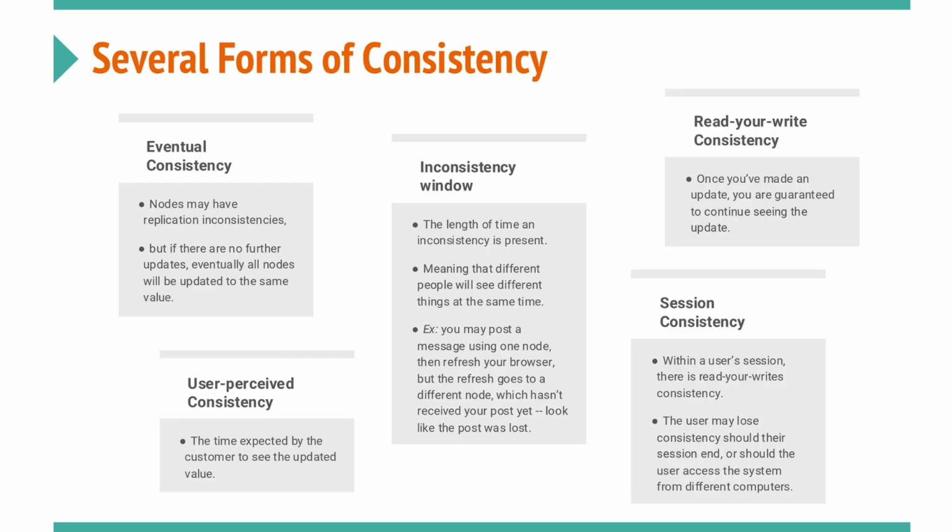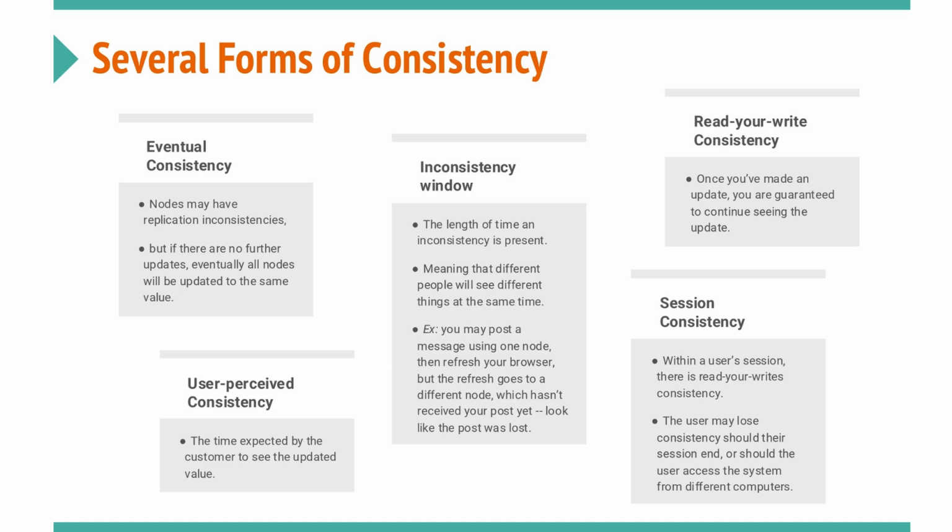So to handle these challenges, system designers have come up with several models. Let's go through them. The most common model in many large-scale systems is eventual consistency. This model accepts that there will be temporary inconsistencies between different replicas or nodes, but it makes a promise. If no new updates are made to a specific piece of data, eventually all nodes will be updated and everyone will see the same value.